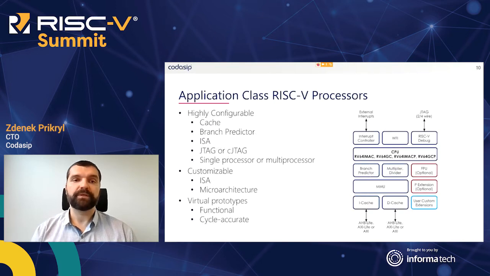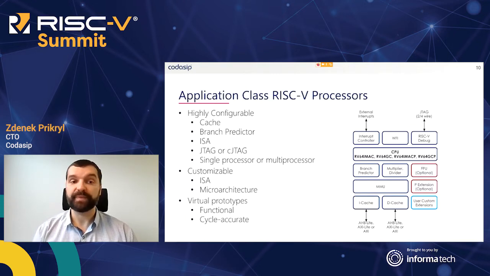If we dive into the application class RISC-V processors in more detail, we can find out that it's highly configurable. You can configure a cache: how big it is, how many ways it has. You can also configure the branch predictor, so you can configure the BTB, BHT. I was talking about the ISA already, so you can configure the ISA as well. In the case of JTAG and RISC-V debug, you can configure either a 4-wire or 2-wire implementation.